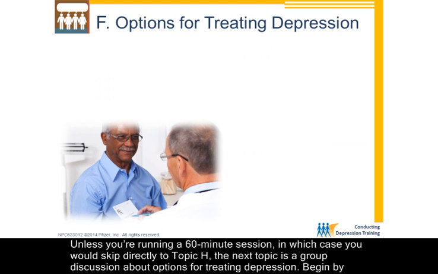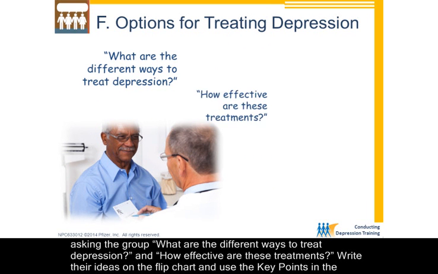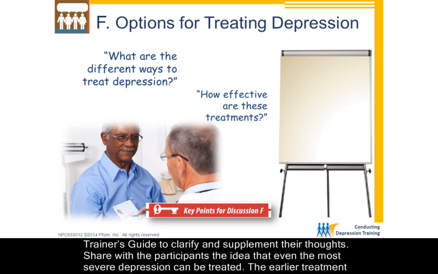Unless you're running a 60-minute session, in which case you would skip directly to topic H, the next topic is a group discussion about options for treating depression. Begin by asking the group, what are the different ways to treat depression, and how effective are these treatments? Write their ideas on the flip chart and use the key points in the Trainer's Guide to clarify and supplement their thoughts.